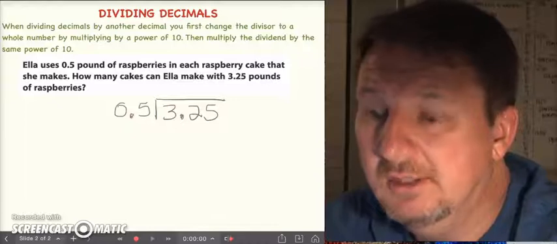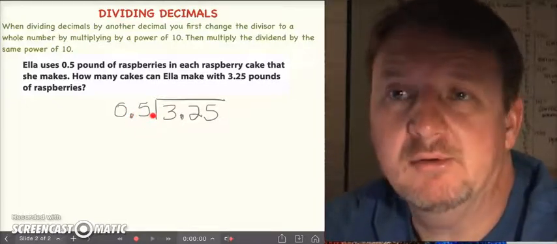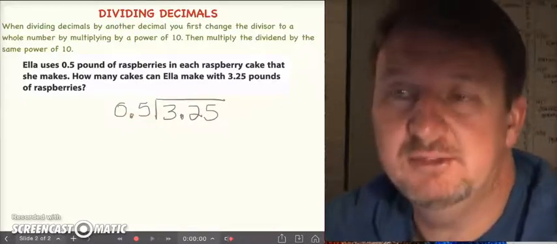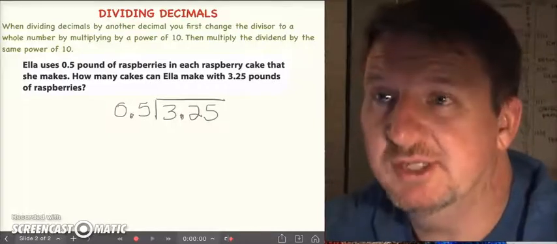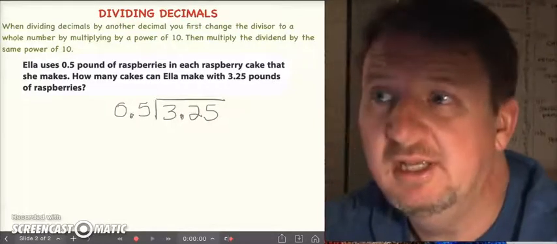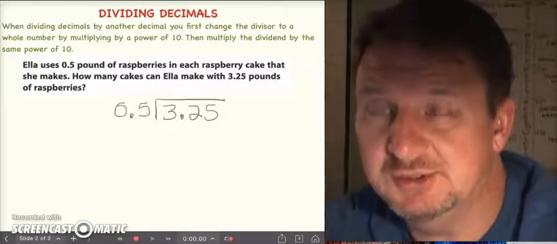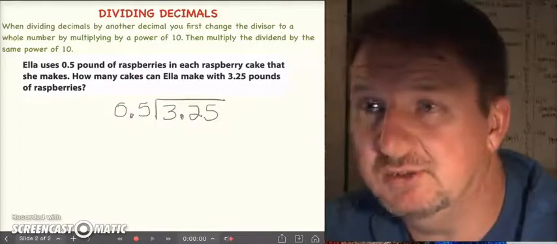To do that, you're going to multiply by a power of 10. And what that power of 10 does is move a decimal. For every increase in power of 10, say I multiply by 10, that's a power of 10, then the decimal place moves one place to the right. If I multiply by 100, the decimal moves 2 places to the right. If I multiply by 1,000, the decimal moves 3 places to the right, and so on.